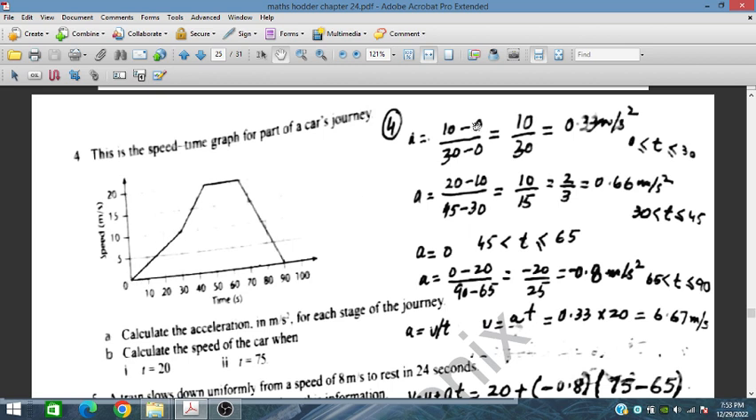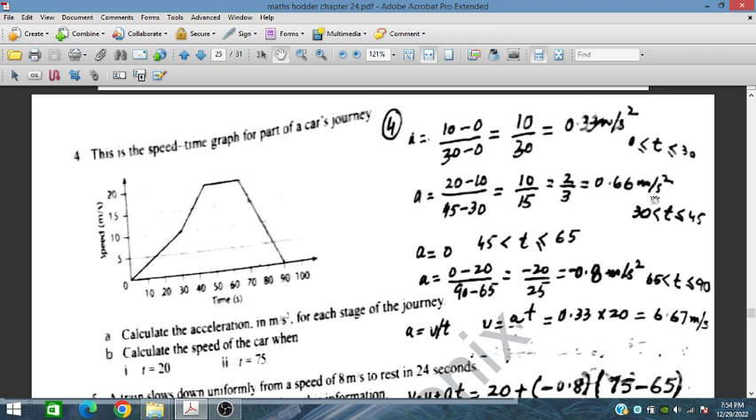Initial speed is 0, so this is 10 minus 0, and the initial time was 0 and the final time is 30, so that is 30 minus 0, so 10 upon 30 is equal to 0.33 meters per second square for the duration of 0 to 30 seconds. For 0 to 30 seconds, the acceleration was 0.33 meters per second square, and in the phase 30 to 45, so this is 30 and this is 45.